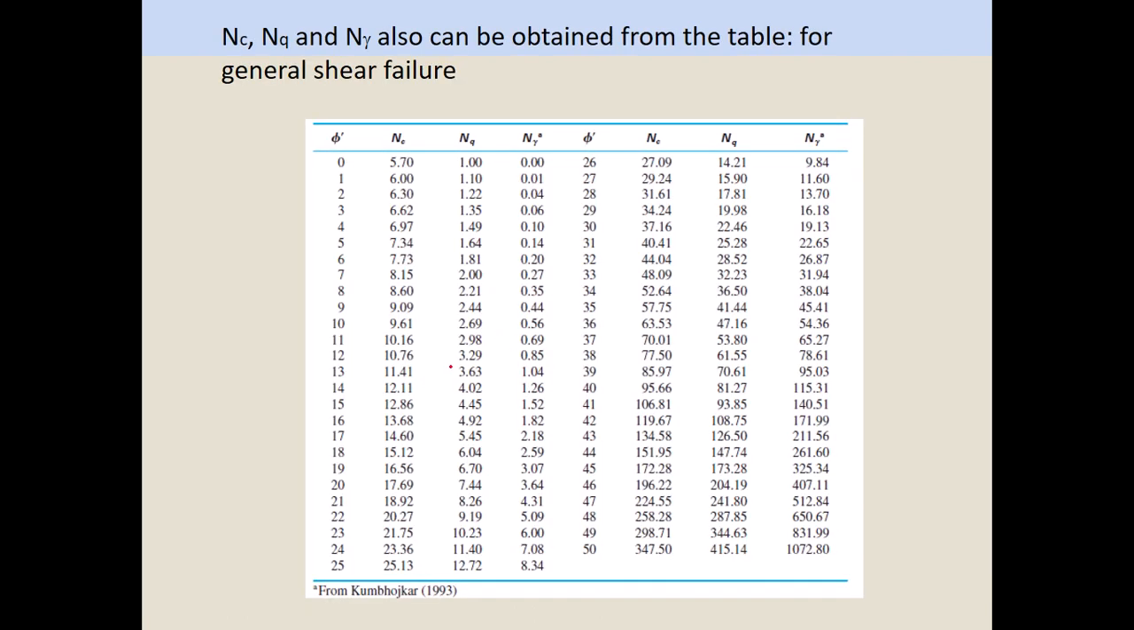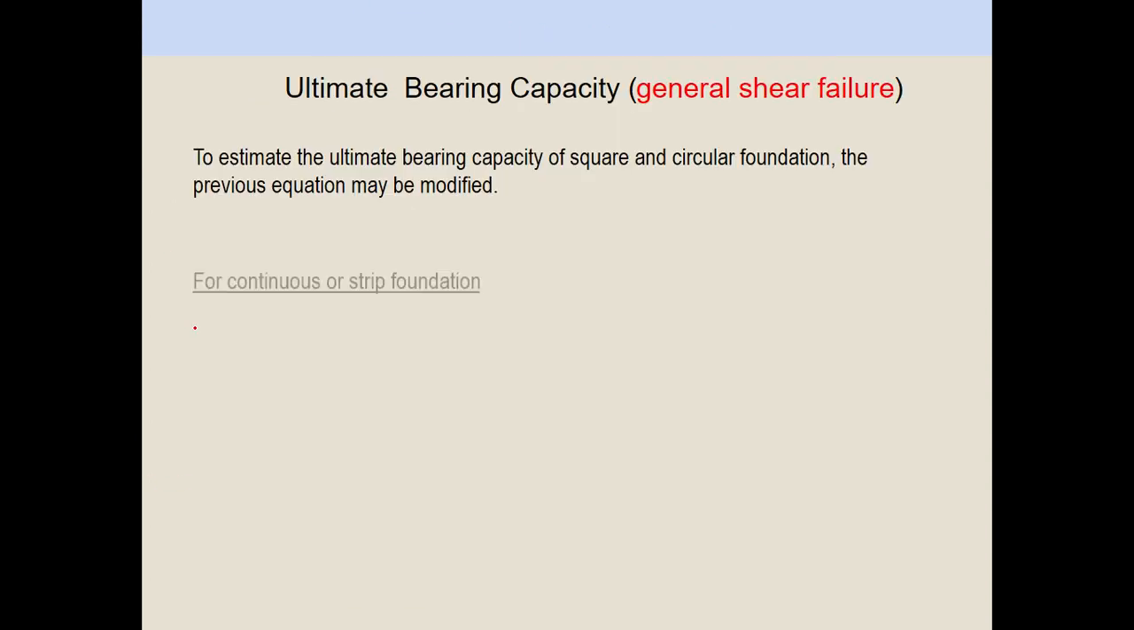Actually, this table is for general shear failure only. If the condition of the soil is medium dense, you have to use another table. Ultimate bearing capacity, general shear failure.